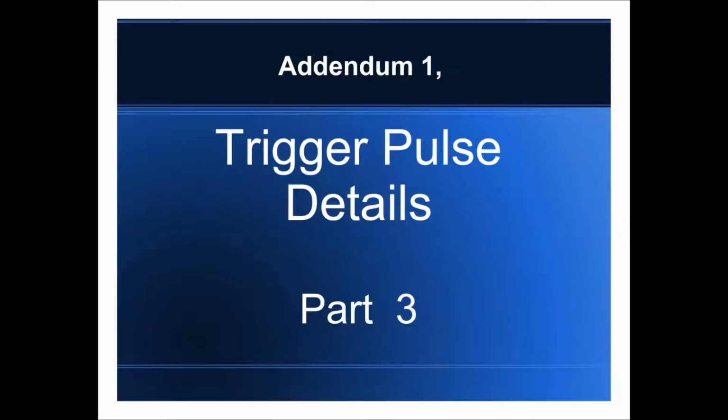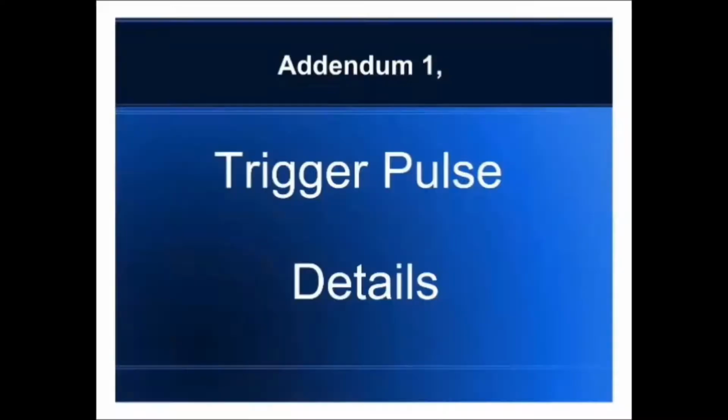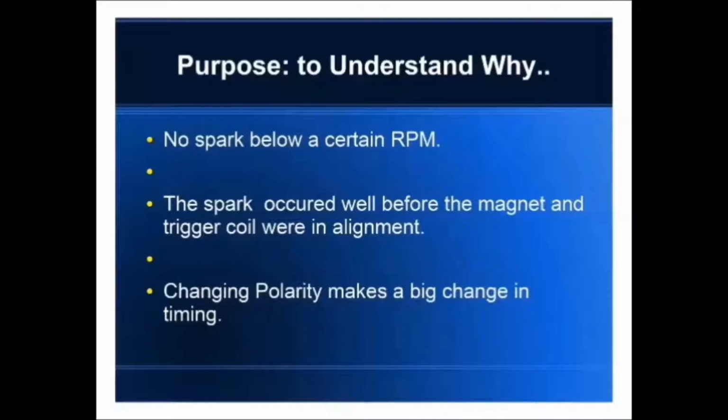Okay, through most of the YouTube video here, I've tried to avoid being very technical, but we have a couple of open questions or issues that I do not know how to answer without going to the actual trigger pulse waveform. So that's what we're going to do in this addendum. The purpose of all of this is to understand why we don't get any spark at all below a certain RPM, a threshold RPM.